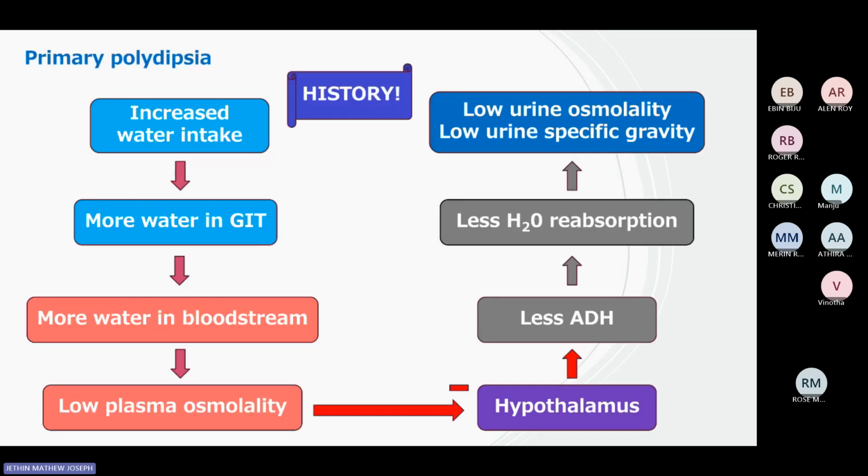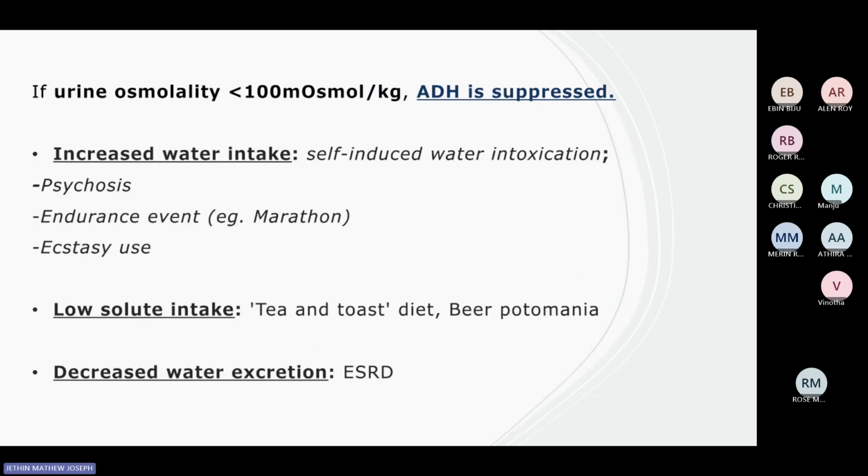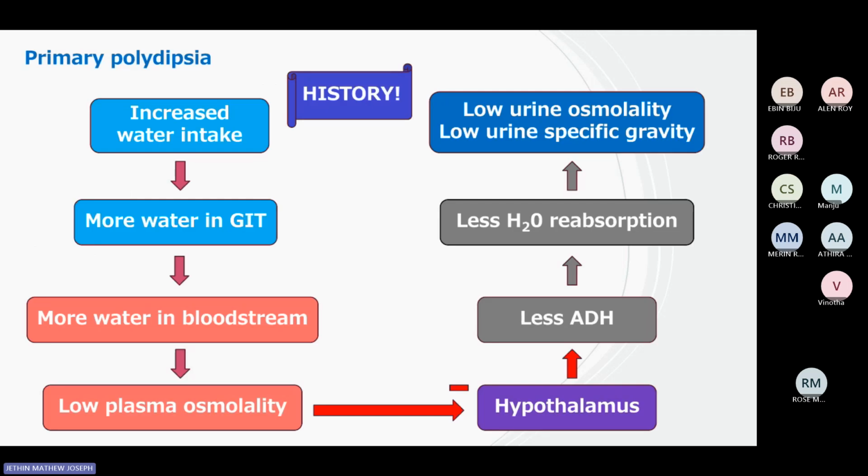Your causes can be psychogenic polydipsia. In some forms of psychosis, you see that the patients consume high volumes of water. Sometimes in marathon runners, in endurance event runners, they also consume a high volume of water, and this is also observed in ecstasy use and in other drug usage. So these are some causes where you observe self-induced water intoxication or primary polydipsia.